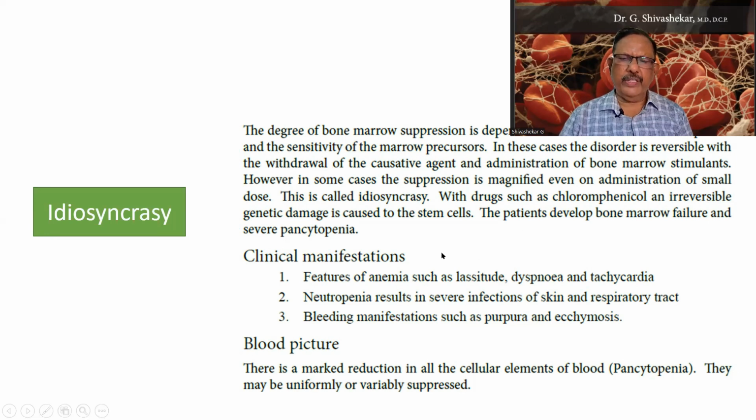The clinical manifestations will include lassitude, dyspnea, and tachycardia because of decreased RBCs, infections because of neutropenia, and bleeding manifestations because of thrombocytopenia. The blood picture will show pancytopenia. That is, all the elements of blood will be reduced: RBCs, WBCs, and platelets.